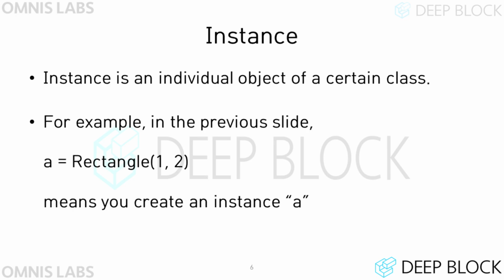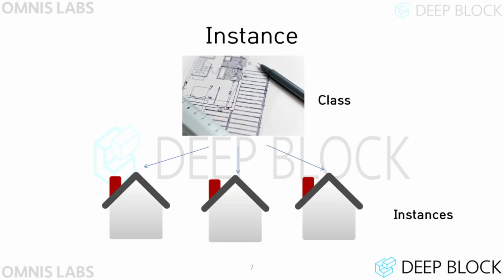Instance is a variable belonging to a specific class type. For example, the code in the previous slide means that we have created an instance a of the rectangle class. To help you understand the terms class and instance, let's use an analogy. If you think of a class as a blueprint for a house, instances can be thought of as actual houses built from that blueprint.